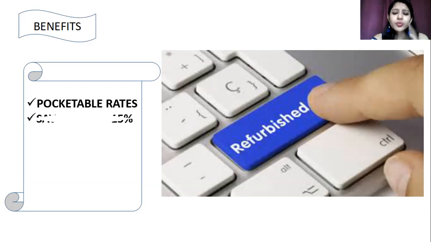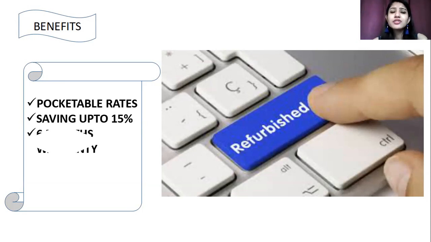And if you have got pocket-friendly rates, then you can save. You get to have a great saving. How do you save? We know that refurbished products are at pocket-friendly rates and brand new products are slightly more expensive. So there is a difference in the pricing, and you get to save a great deal.